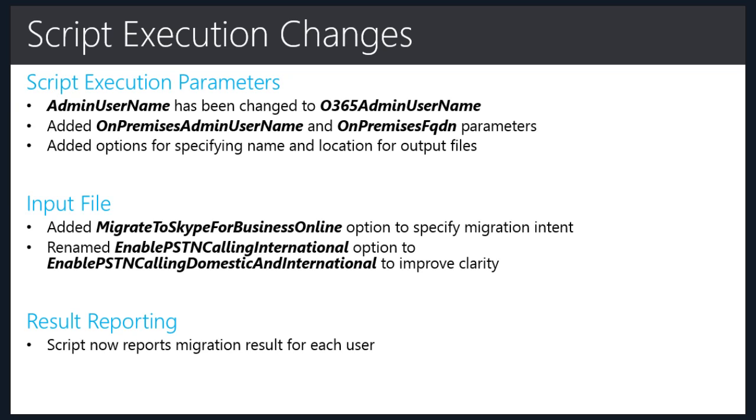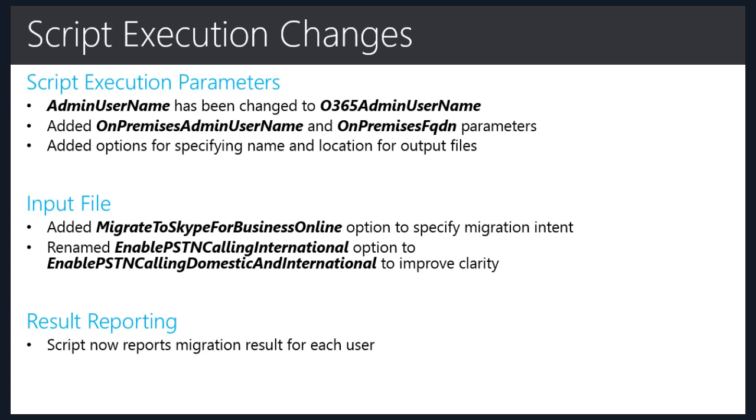The other changes that we had to make are in the input file. As I said earlier, I added a migrate to Skype for Business Online option. So the input file will be a little bit different. If you've been running the V1 of the script, you're going to need to update your input file. Again, this is a true-false option that will allow you to say whether or not that particular user needs to be migrated to Skype for Business Online.